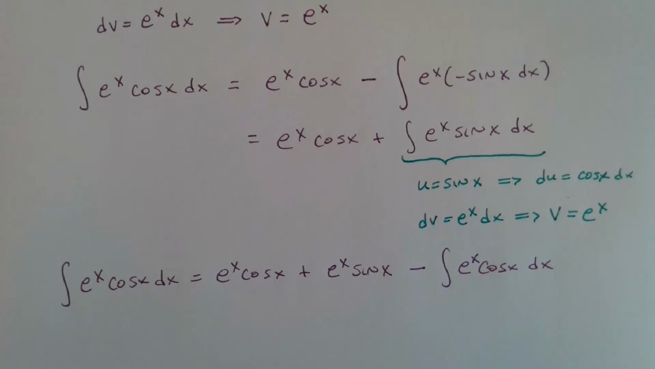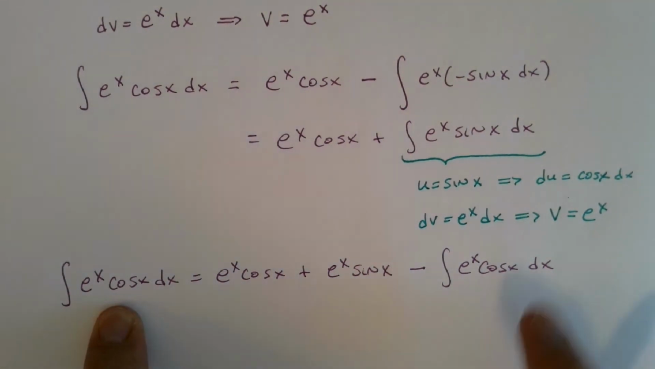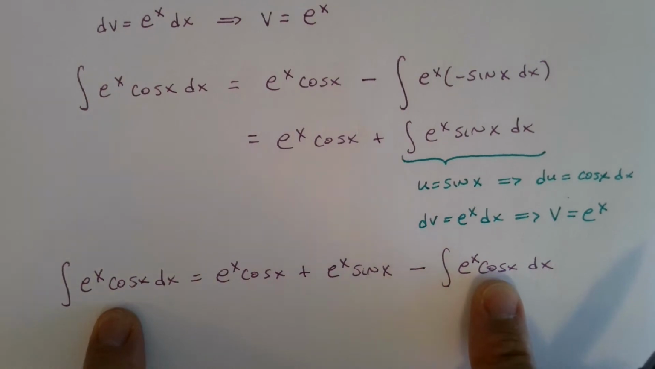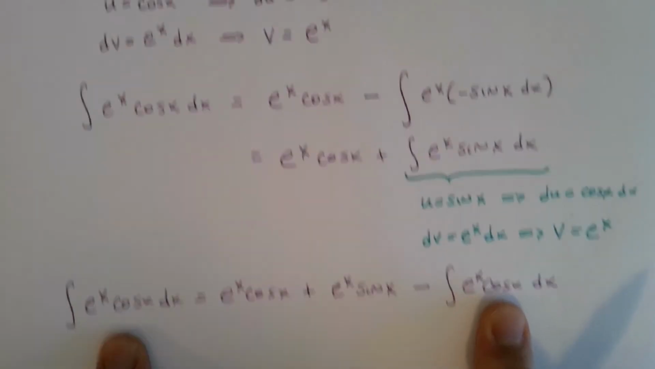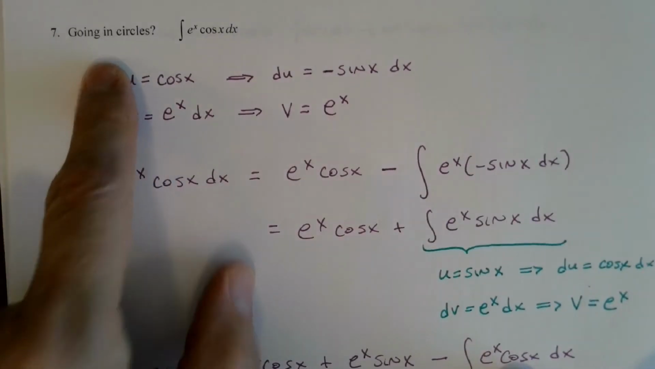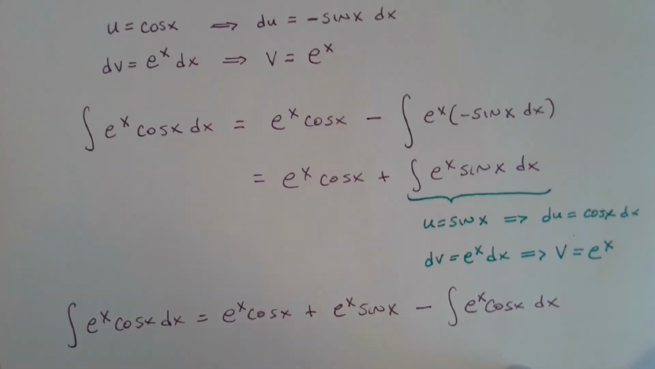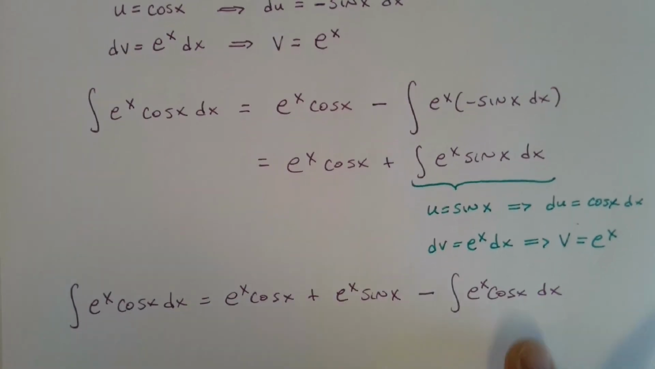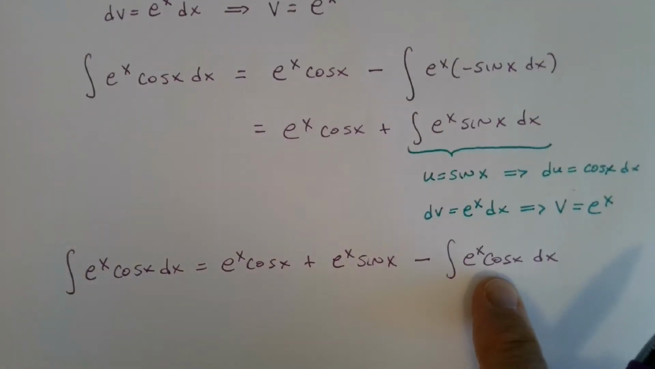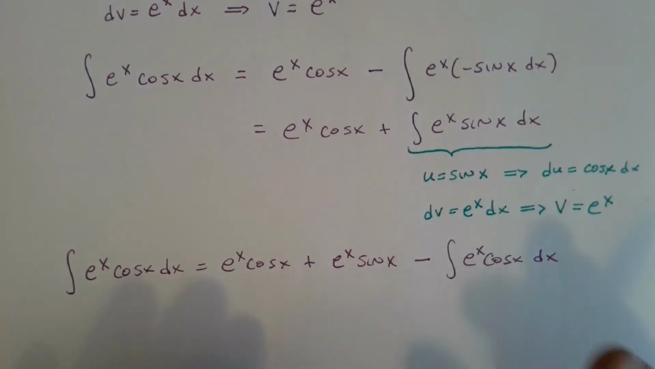All right, so where are we? Well, lo and behold, here was what we started with. We're right back where we started from. Hence the name going in circles. And so we're not going to get anywhere, right? Integration by parts doesn't seem to be helping because we're right back. We can't ever evaluate this integral. But I'm going to say we don't need to do that.